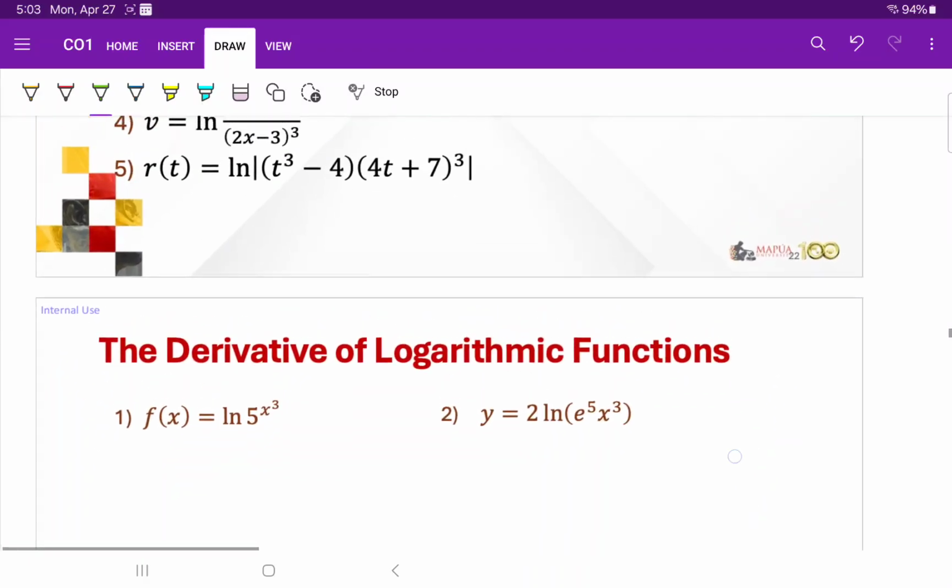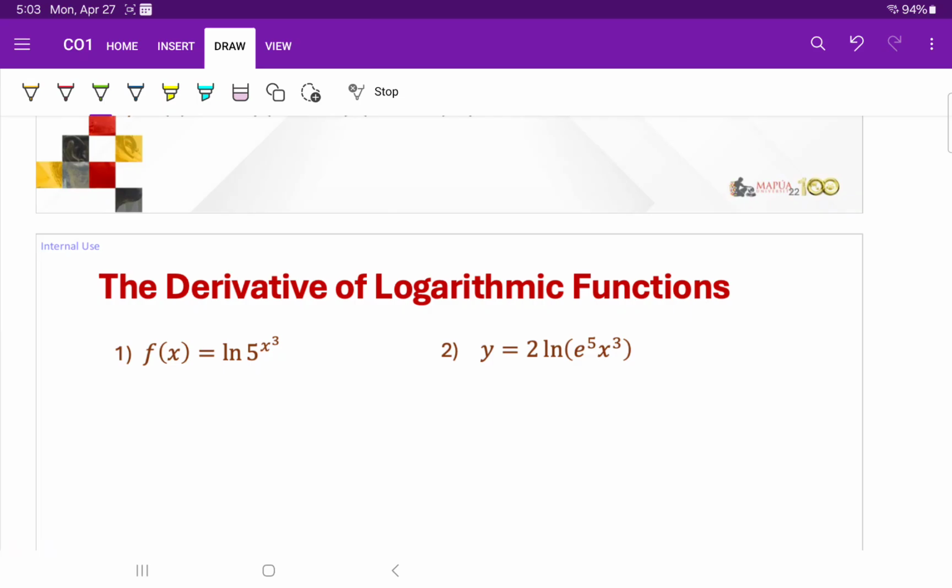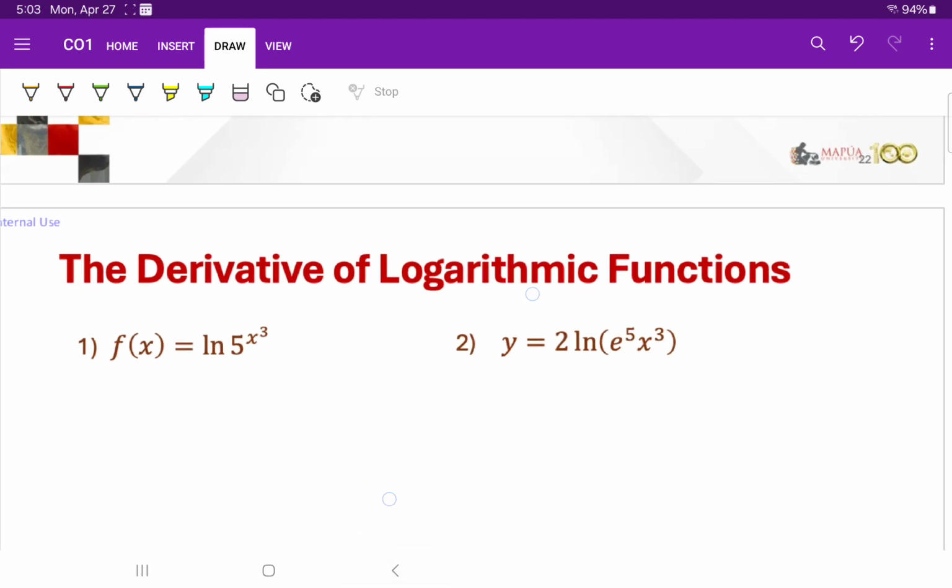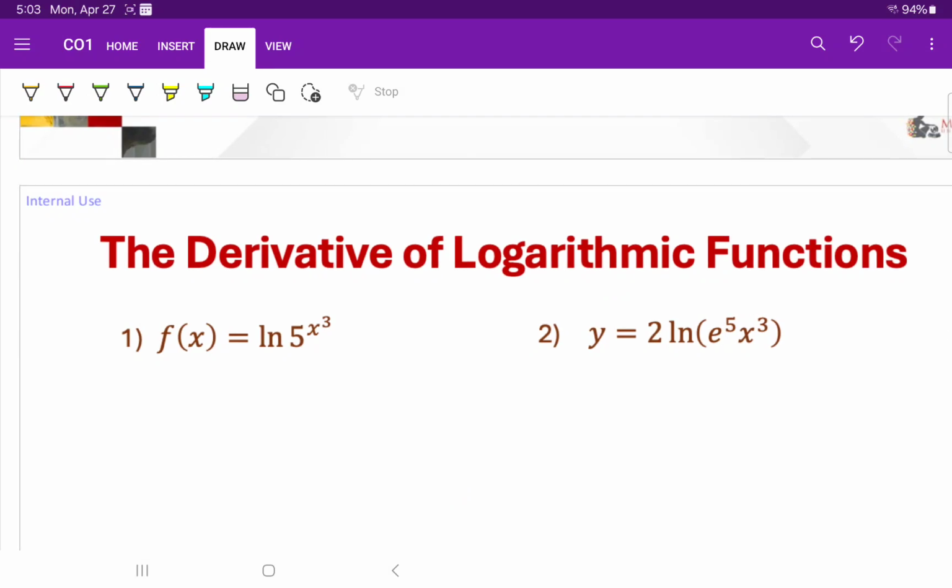Okay, so how do we find the derivative of ln of 5x cubed? Actually, there will be two solutions for the first number. Hold on. By the laws of logarithm, could we bring down x cubed? Yes, pwede. Pero let's use here first the formula that we have. The derivative of ln of u is equal to 1 over u du dx. So here, this is u.